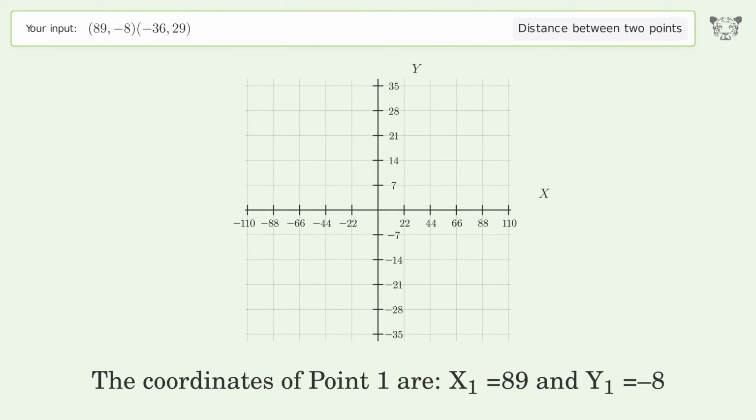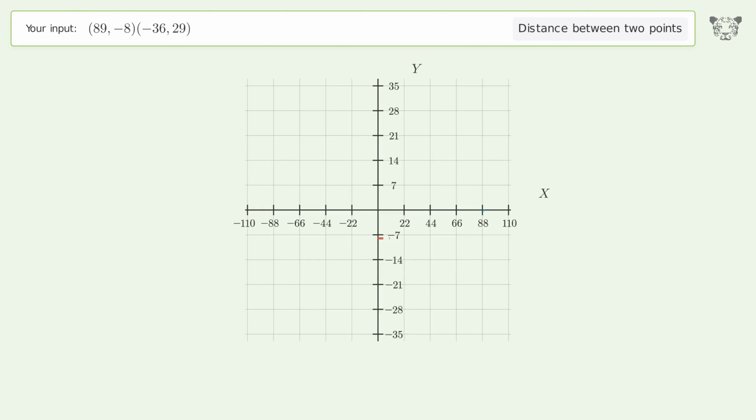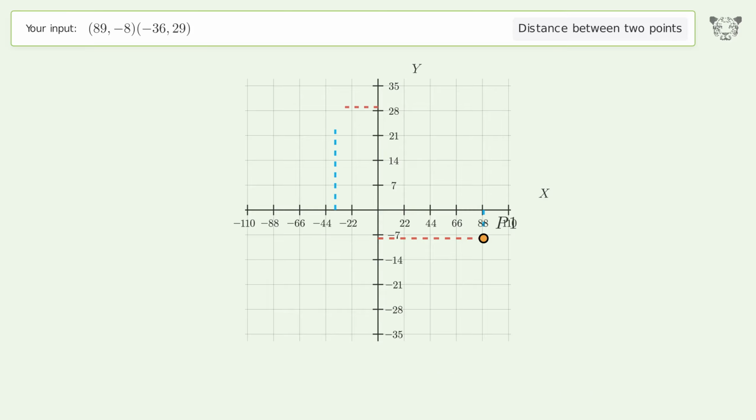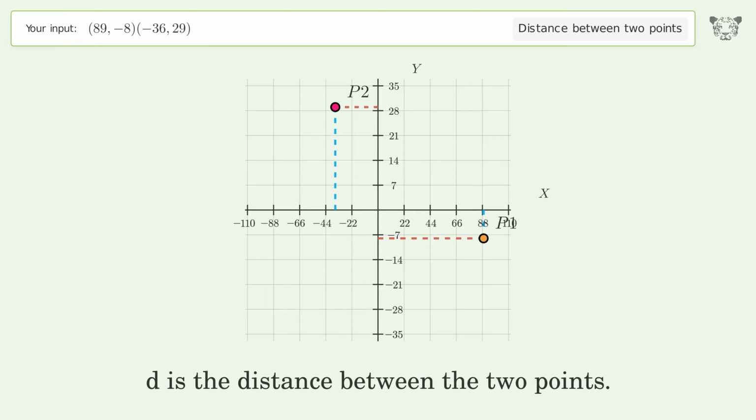The coordinates of point 1 are x1 equals 89 and y1 equals -8. The coordinates of point 2 are x2 equals -36 and y2 equals 29. D is the distance between the 2 points.